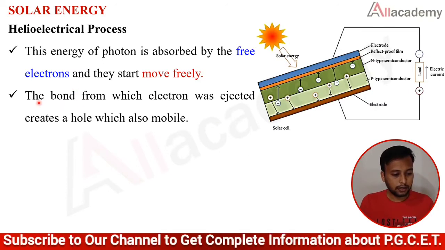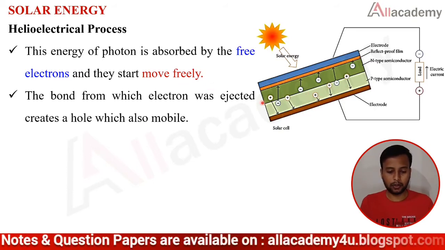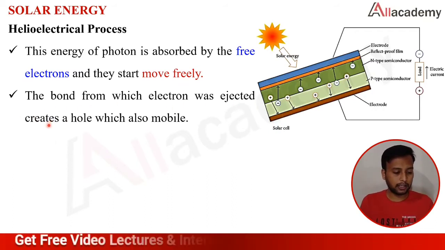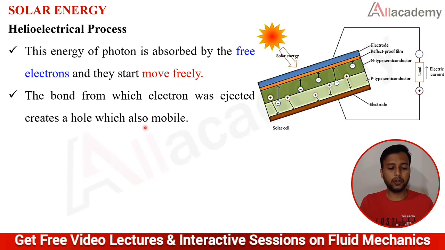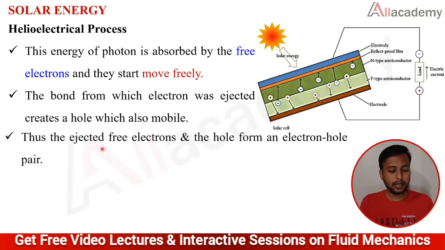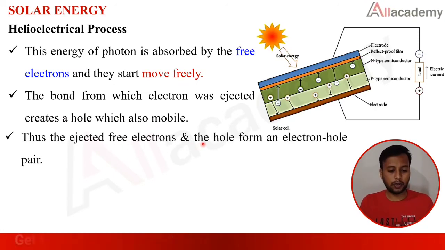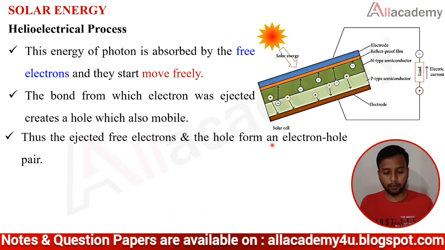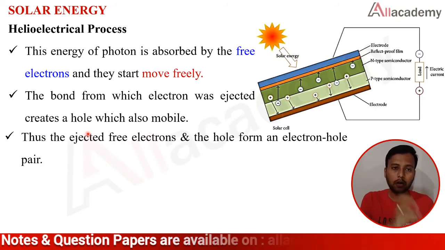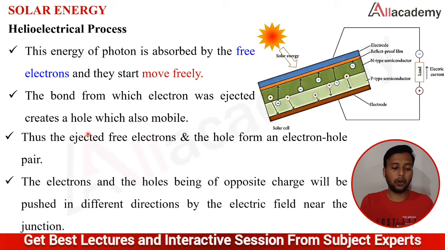Now this energy of photons is absorbed by the free electrons, and they start to move freely. Here I have shown the movement of electrons. Now the bond from which the electron was ejected creates a hole, which is also mobile. Thus the ejected free electron and the hole form an electron-hole pair.